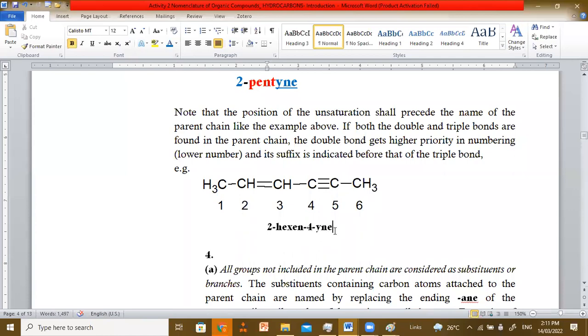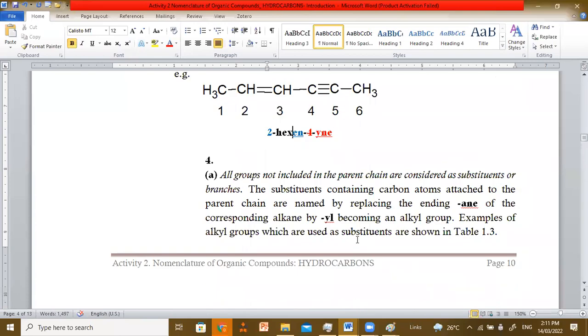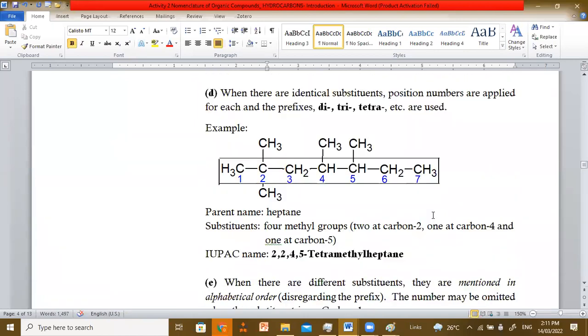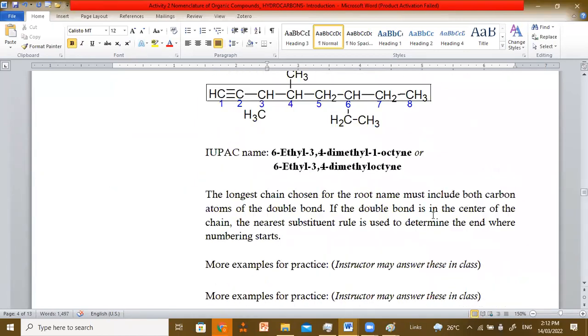Okay, the last one is the ene-yne. Again, we have to indicate where the double and the triple bond are located. Start counting from the left: our ene is located on carbon 2, and our yne is located on carbon 4. And of course, our generic root, having 6 carbons, starts with hex. Again, as I mentioned earlier, all groups not included in the parent chain are considered substituents. Okay, that's how very simply we can name our organic compounds.